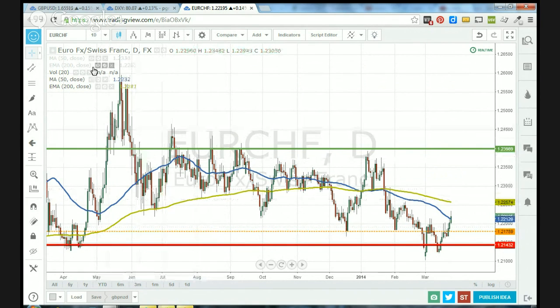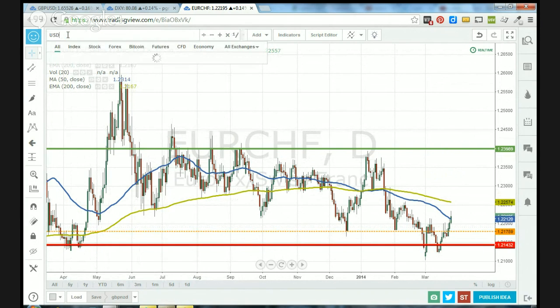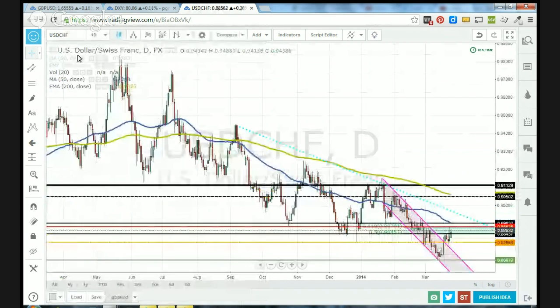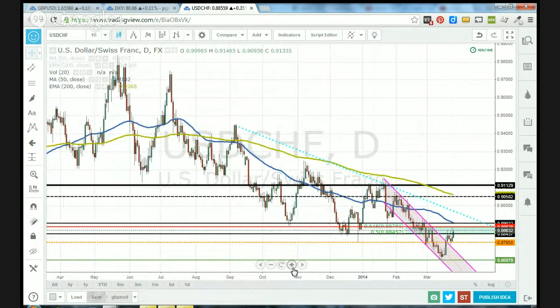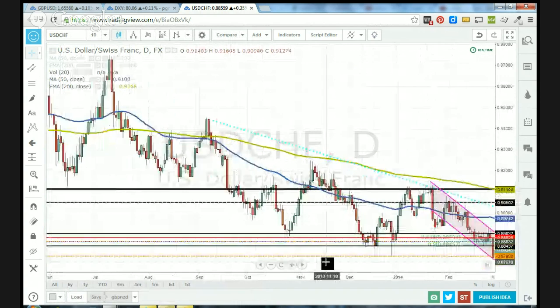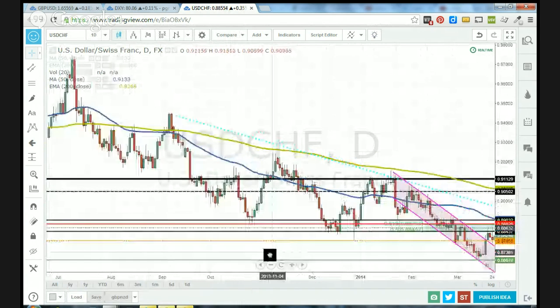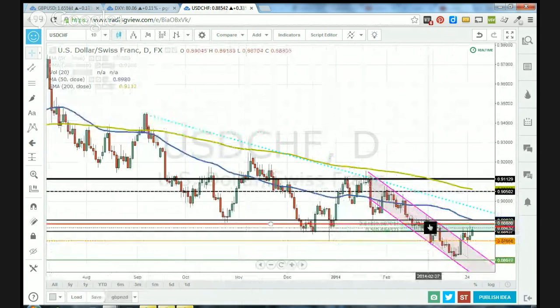Okay, so that's my other position. There are still 3 more positions I have on. One is dollar Swiss. I'm short dollar Swiss at this thin black line here, and my stop is at this red line here. My stop came very close to getting hit yesterday. Let's zoom in a little more. It did not get hit, however. You can see it came within a couple pips of getting hit.